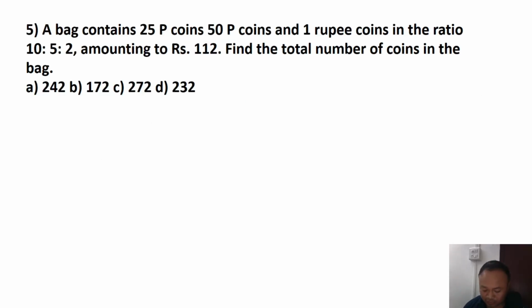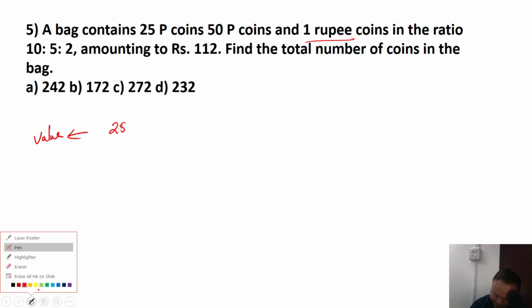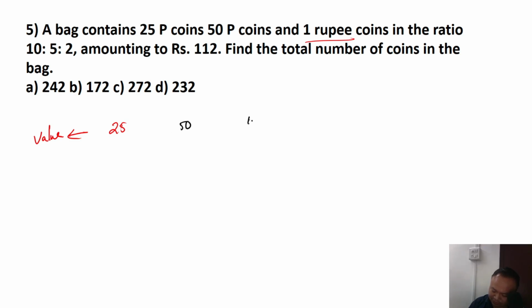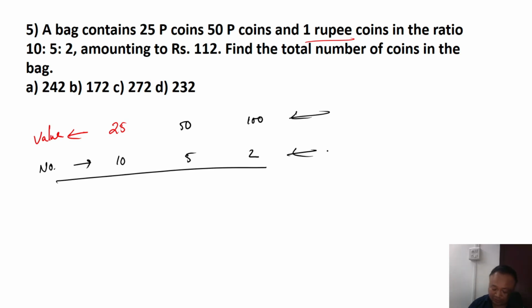Next question: a bag contains 25 paisa, 50 paisa and 1 rupee coins. The values are 25 paise, 50 paise, and 1 rupee is 100 paise. The ratio of the number of coins is given, and the ratio of money is the total value.